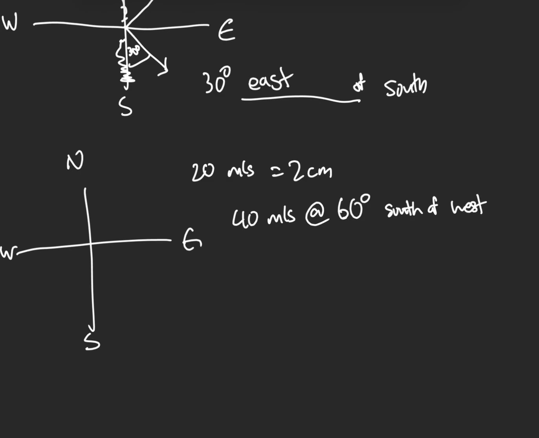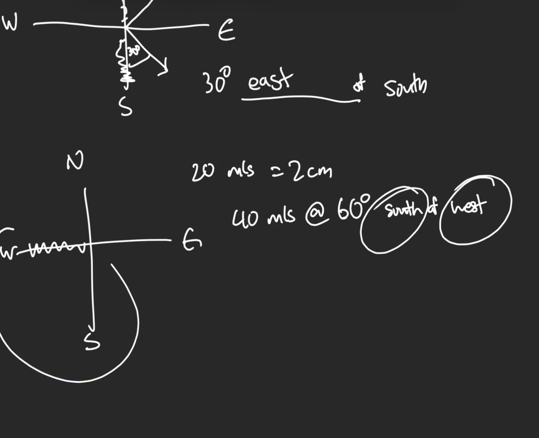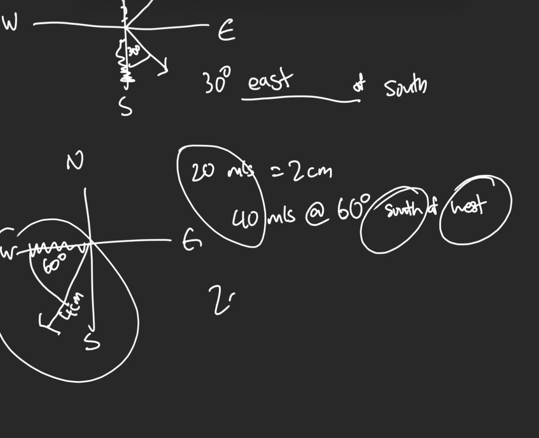So how are we going to do this? Well, we're going to look at the last one again. Well, it's west, so we know it's going to be on this western line. We also know it's south, so it's around this area. So we'll just graph it over here, and then we have 60 degrees here. And then when you use your ruler, this should be 4 centimeters because you have 40 meters per second, and you would just do 2 centimeters times 2, which is 4 centimeters.